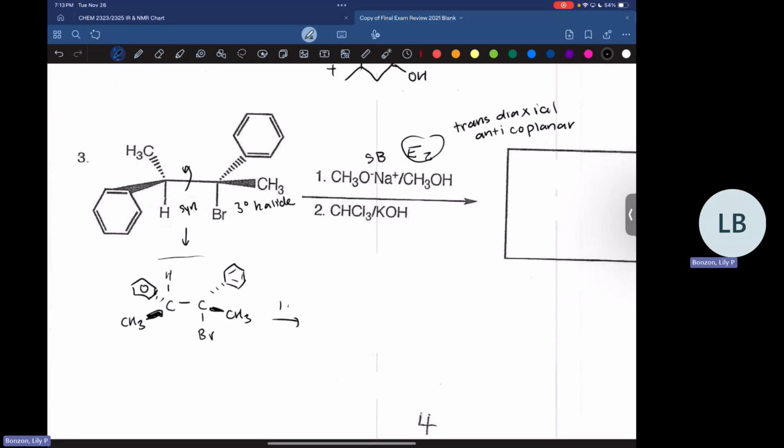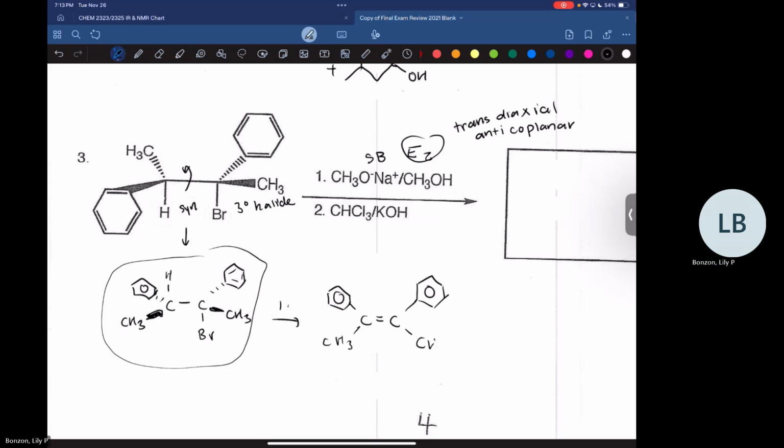You wouldn't have to draw this step out, but if you wanted to use it to visualize, that's okay. So then the strong base will do the elimination. We're just going to form a double bond in that position. So we had our 2 benzenes on the same side, and our methyl groups on the same side on the bottom.